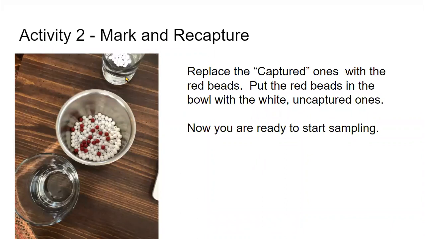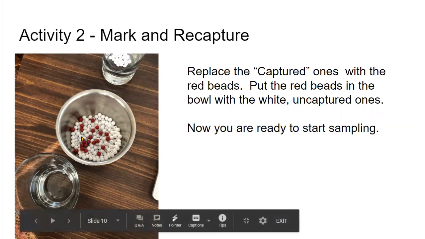So the cup is now off to the side. I take my red beads and I have to replace each one of those 22 with a red bead. So I counted out 22 red beads and I put them into the bowl. They are marked. They technically represent a marked population, because they represent the 22 that I had already removed one time. Okay, so my red beads are in there now with my larger population that was not captured.